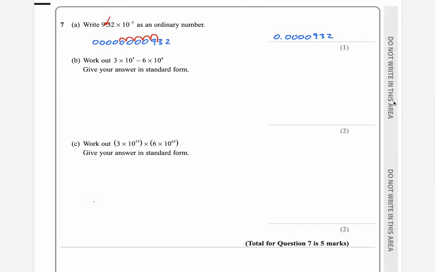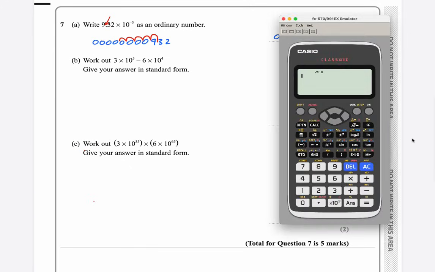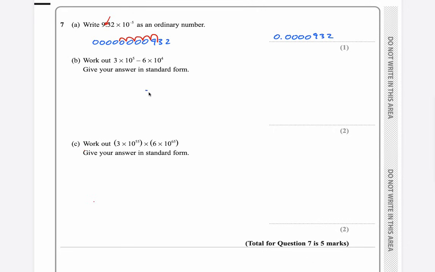Work out this, give your answer in standard form. Easiest way, guys, is definitely to just use your calculator. You are allowed to do this. You can do 3 times 10 to the power of 5 minus 6 times 10 to the power of 4, and we get 240,000. So this equals 240,000, but he wants it in standard form, so that's 2.4 times 10 to the power of, then same thing, guys, 1, 2, 3, 4, 5 to get to the end. So it's 2.4 times 10 to the power of 5.